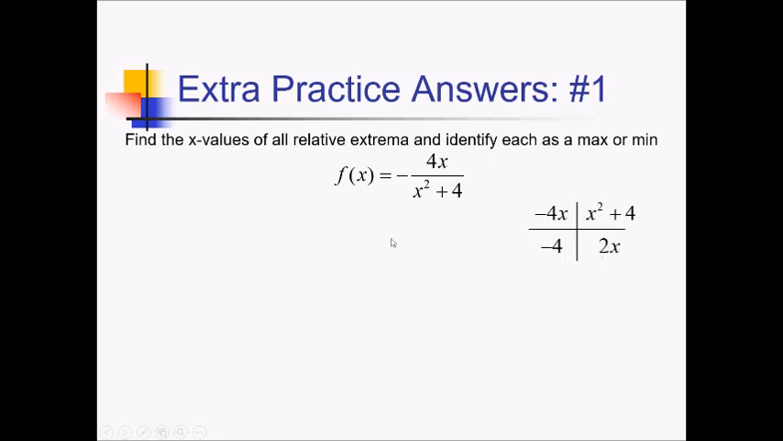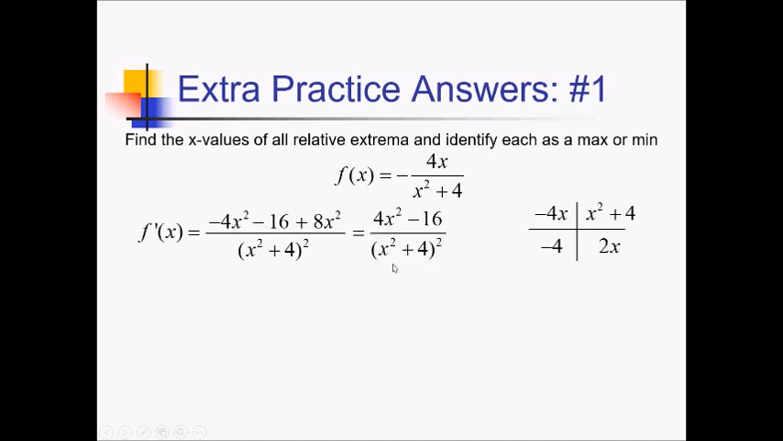And then putting this together, we've got u prime v minus uv prime over v squared. So I'm going to use the ribbon pattern to do that. I'll just distribute as I go here. So this is going to be negative 4x squared minus 16. And then going the other way, this is minus 4x times 2x, so that's going to be positive 8x squared, all over x squared plus 4, quantity squared. And let's clean this up a little bit. Combining my x squareds, I've got 4x squared minus 16 in the numerator.